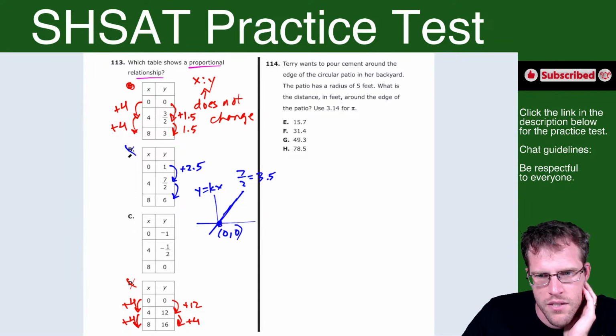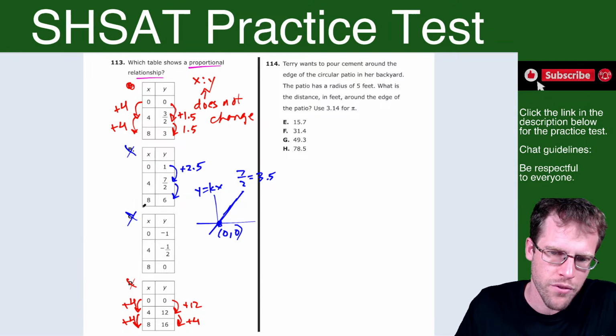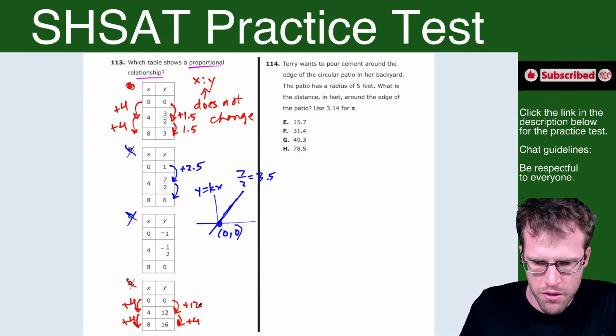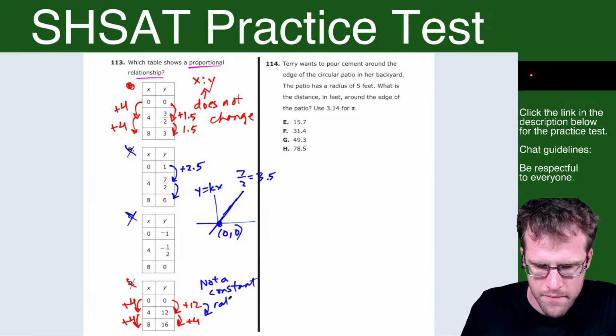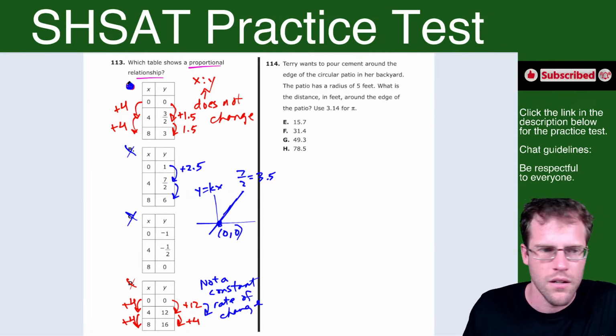So I would say these answer choices right away are out. This is kind of like that graph question we had where we looked for the one that went through the origin. It's the same question. Even though this one does go through 0, 0, you see how it goes up 12, but then this is not a constant rate of change. Okay, so that's why this one's out. So A is definitely good.